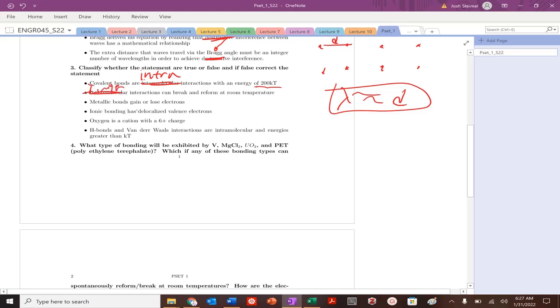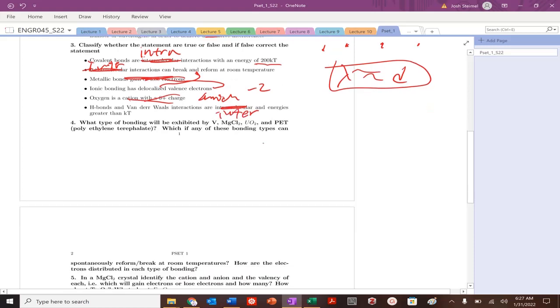That's the truth. Metallic bonds gain or lose electrons. No, they are delocalized. Ionic bonds will gain or lose electrons. Covalent bonds share electrons. Oxygen is a cation. Nope, it is an anion with a -2 charge. H bonds and van der Waals interactions are intramolecular interactions. Nope, again, inter. We did a lot of intra and inter in this Pset.